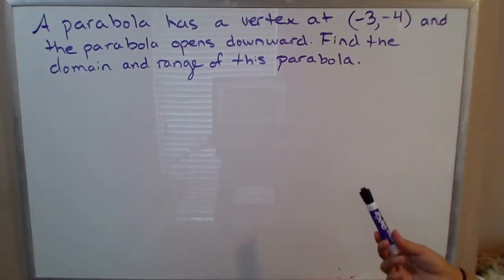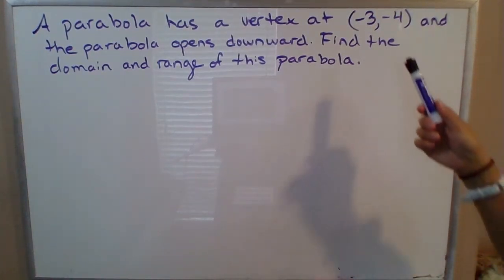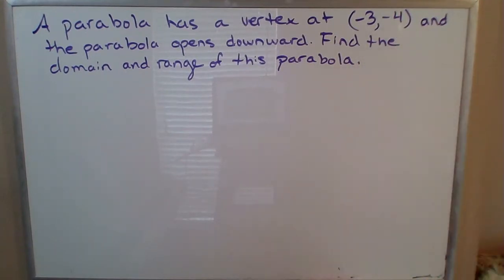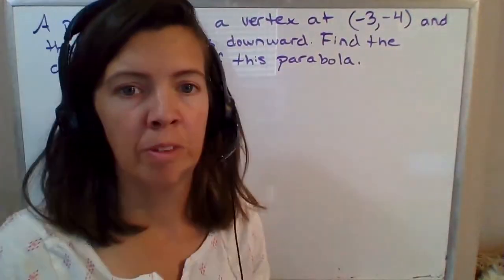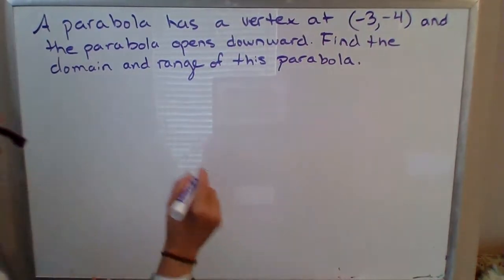Suppose what we know about a parabola is that it has a vertex at -3, -4, and it opens downward. So suppose that's all we know. Find the domain and range of this parabola. It helps to have a quick sketch here.